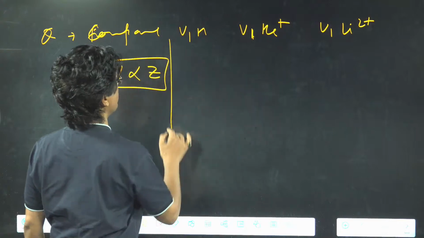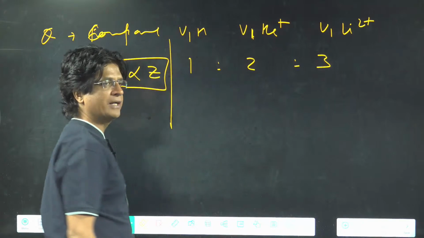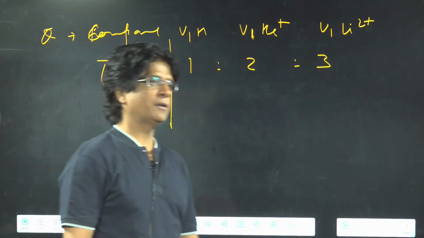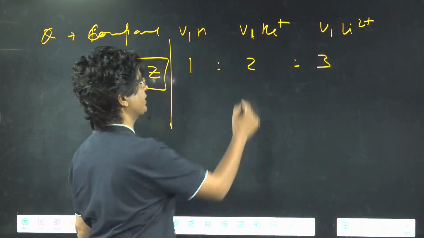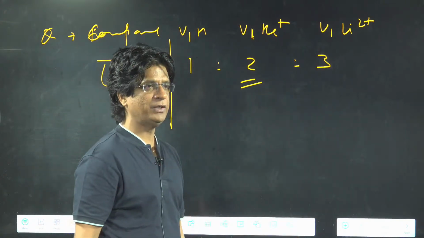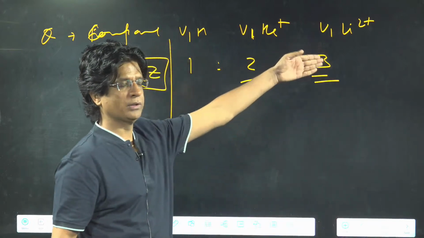So if I go with the ratio, it will be like 1 is to 2 is to 3. The velocity of the electron in hydrogen atom will be 1. In that case, the velocity of the electron in He plus, helium plus, will be 2. And this will be 3. So this will be more.